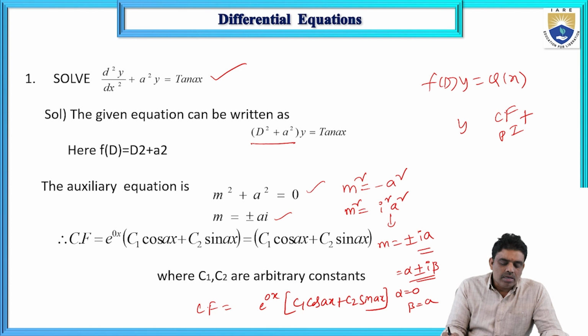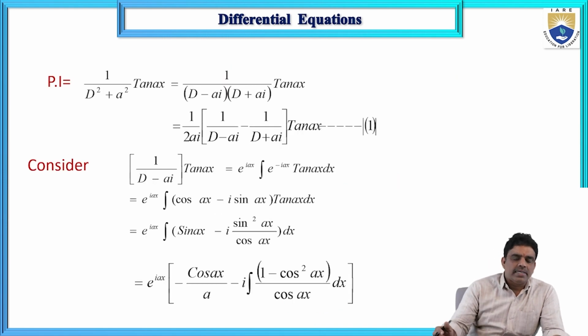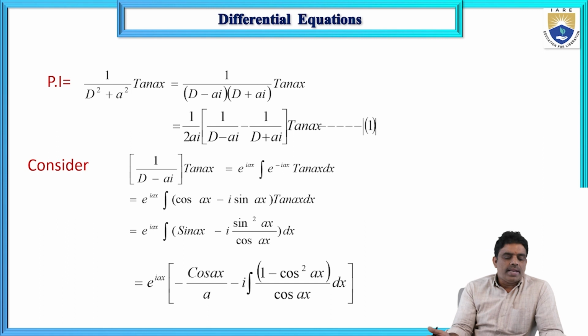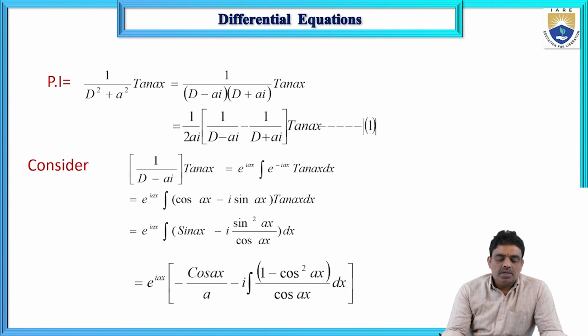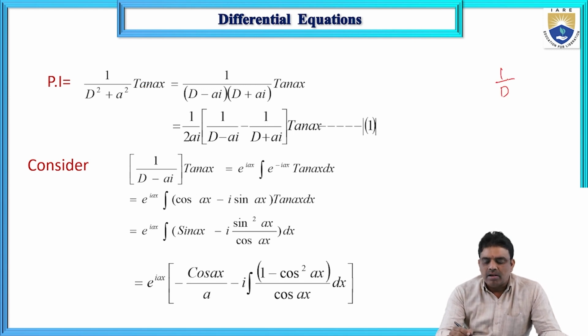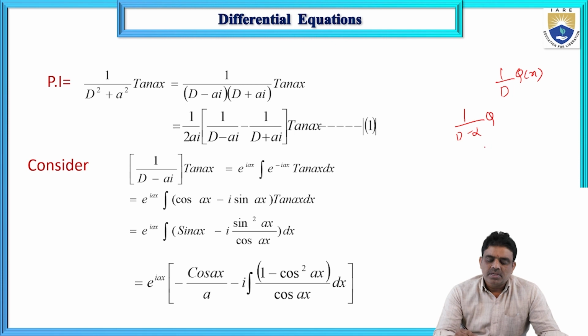This is the complementary function of the solution of the equation d²y/dx² + a²y = tan ax. Now to find the particular integral, we write the particular integral as 1/(D² + a²) of tan ax. We have 1/D of Q(x) means the integral, and for 1/(D - α) of Q, already we have seen the theorem: the result is e^(αx) times the integral of Q e^(-αx) dx.